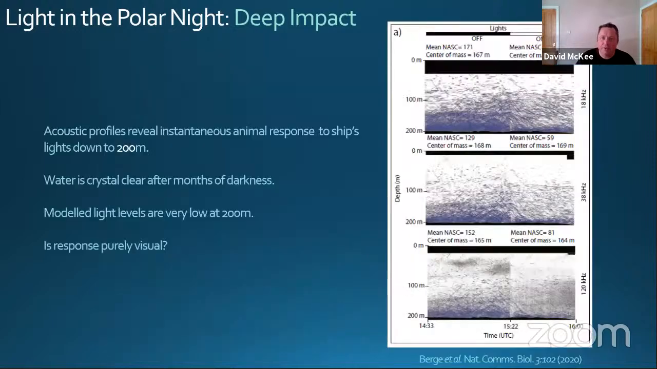What did we find? Well, I'm going to show you some data here from a recent publication where we are looking at acoustic profiles. So this is acoustic data from the ship's sonar system. You can see at the start of the time series here, the ship's lights are off, and we take a time series of that, and then we switch the ship's lights on. And what you see is an instantaneous response all the way down to 200 meters, at different frequencies corresponding to different sizes of animals in the water, fish down to zooplankton. And all through that 200 meters of water, there's an instantaneous response.